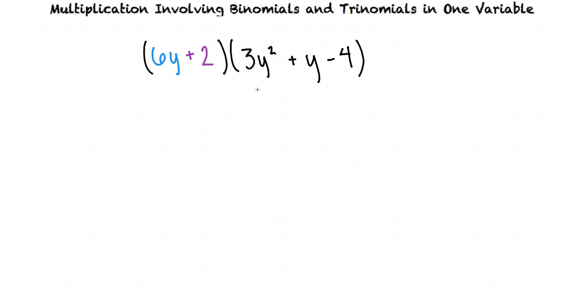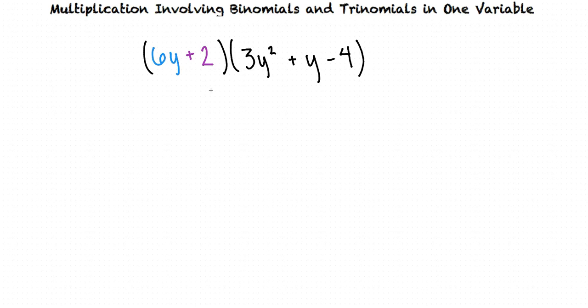This video will cover the topic, multiplication involving binomials and trinomials in one variable. This topic relies heavily on distribution, where we will multiply each term of one polynomial by each term of the other polynomial. Let's dive right in and look at an example. 6y plus 2 times 3y squared plus y minus 4. We will need to multiply every term in the second polynomial by both 6y and 2 in the first polynomial.